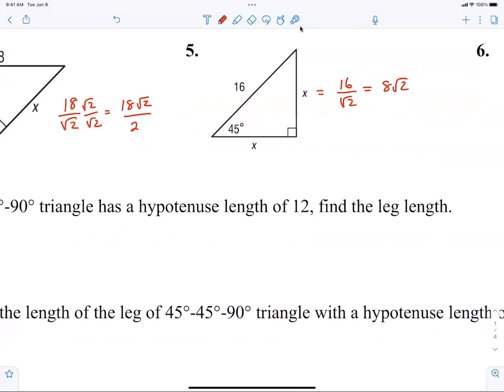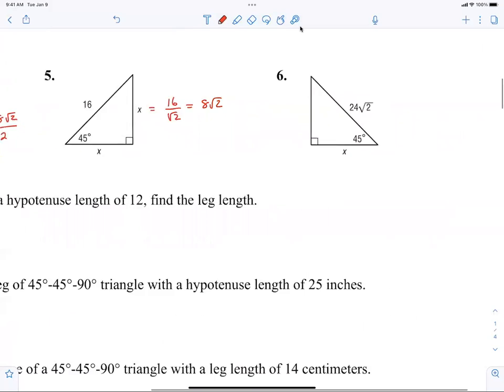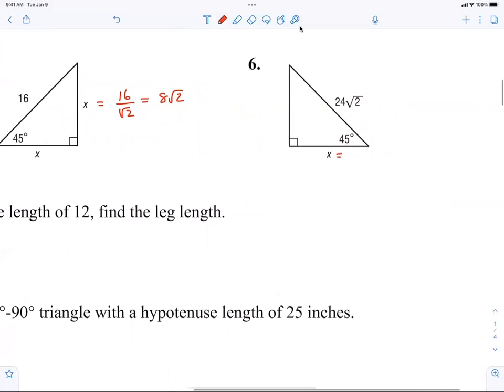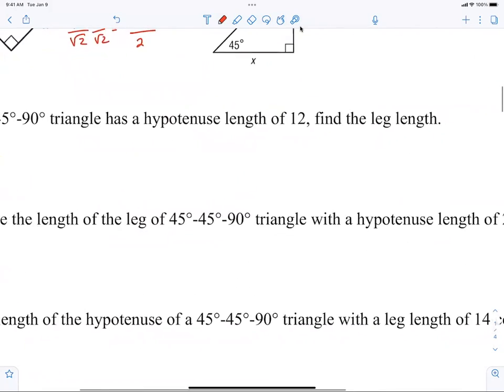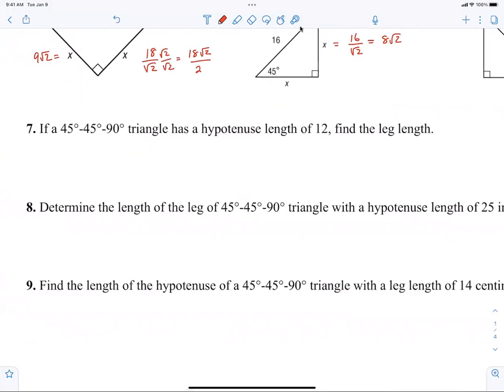All right? Anybody have any questions? I told you it's super easy. But like I said, this is a nightmare for most kids. So number 6, obvious answer is now what? 24. Okay, so now we're going to try to do it without the picture. If the hypotenuse is 12, what's the other length? Right, 6 radical 2. You're allowed to just write 6 radical 2 if you know.